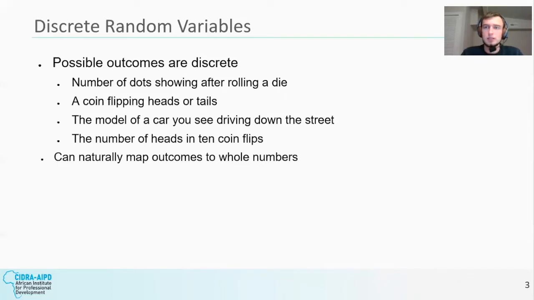A coin flipping heads or tails, 2 possible outcomes. The model of a car you see driving down the street. Yeah, there are a lot of models out there, but they're finite, and you can point and say, oh yeah, it's this one for sure. And the number of heads in 10 coin flips. Again, it can be 0, 1, 2, 3, 4, 5, 6, 7, 8, 9, or 10. There are discrete outcomes that you can point to. So one way of thinking about it is that you can map outcomes to whole numbers. That can be a useful mnemonic trick.